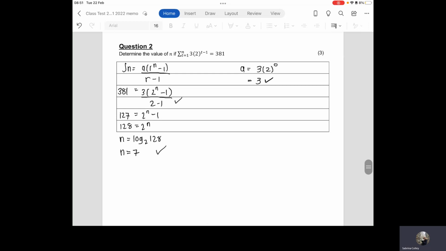Then question 2. A lot of you struggle with sigma notation. Remember, your sigma notation always refers to your series. It's the sum of this formula from T1 to whatever n is. I know that it is a geometric series, so I say Sn is equal to a(r^n - 1) over r - 1, and I work out what my n is. That would give me 381. This is saying that the sum of this is 381. So if my answer is 381, what will my n be? It will be 7.